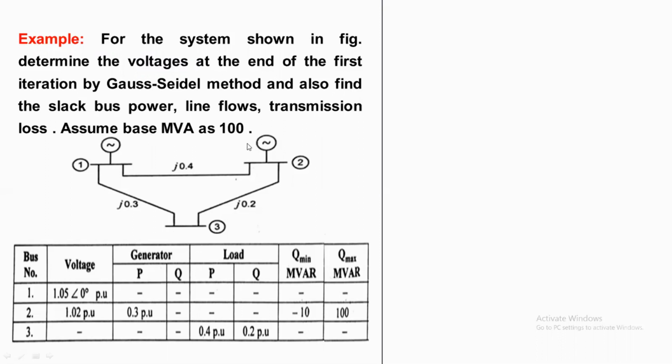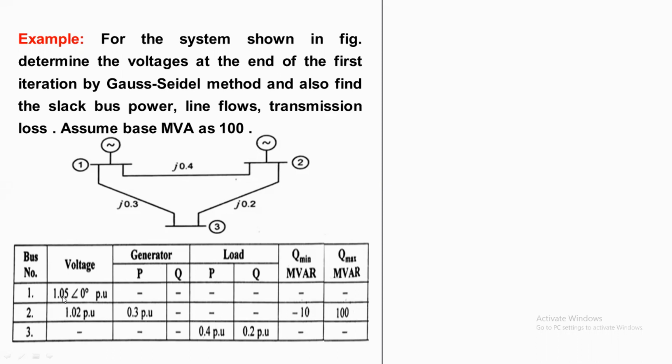The line diagram is given, and the bus data are given in tabular form. This is a 3-bus system. For bus 1 to 2, the impedance value is given. The positive sign indicates impedance, as I explained in the previous videos. The negative sign indicates admittances. So to find the admittance matrix, take the inverse of this term, 1 divided by j0.4, and then you get the admittance value.